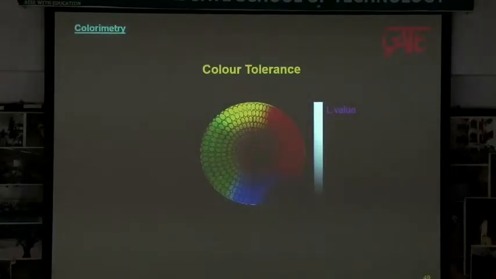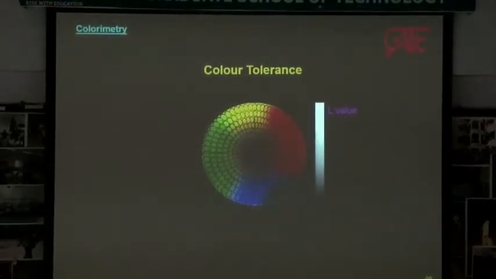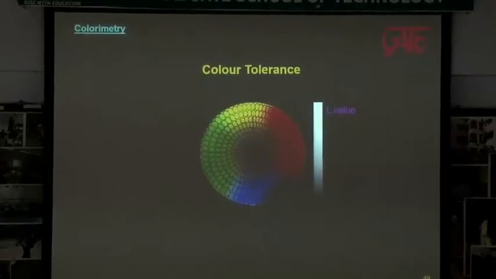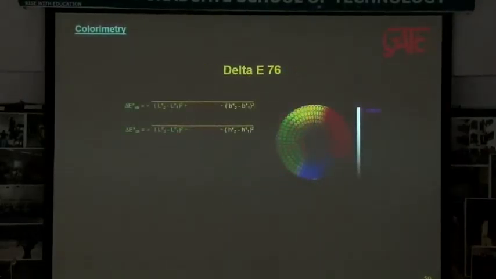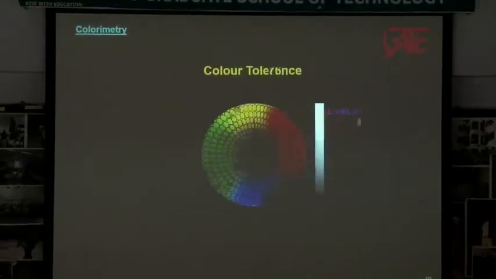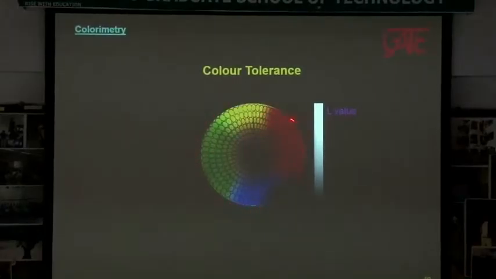In the gray area, the tolerance is very little, practically no tolerance. That's why we always judge from the gray. If gray is coming gray, then we know it's good, printing is good. Okay? In monitor, in printing, in color combination, that's why gray is very important. Any slight difference will immediately reflect in gray. As you go to saturated color, the tolerance is more.